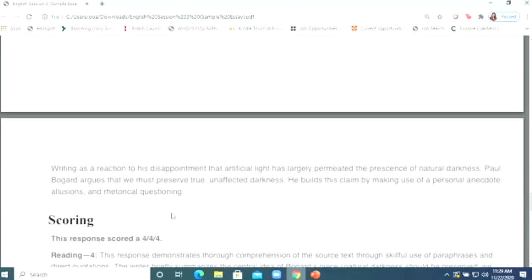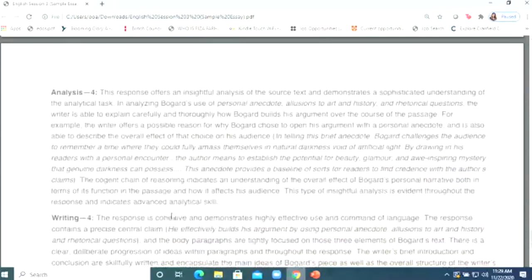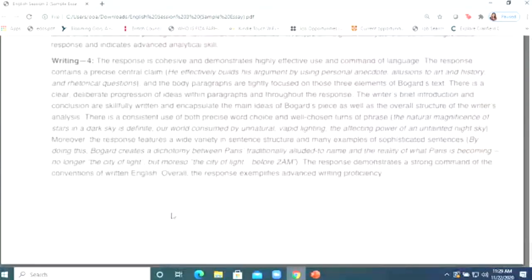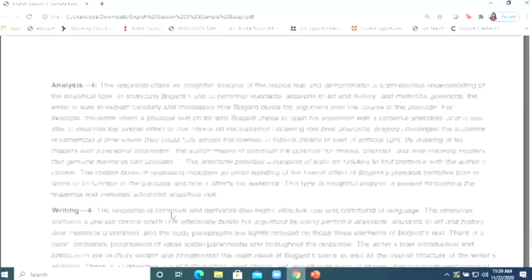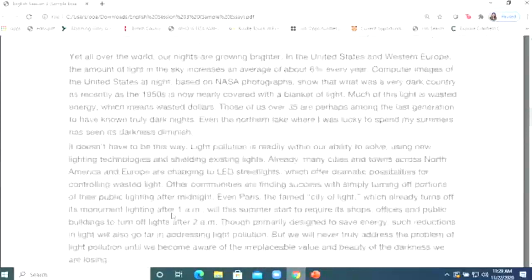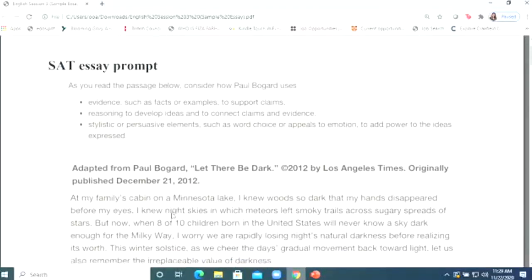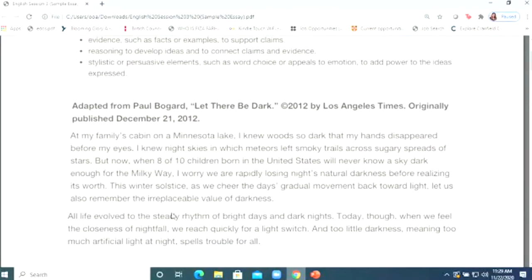Now this is where the student has scored a 4 in reading, 4 on analysis, and 4 on writing. You must have noticed that he has not used a lot of flowery language, yet he has done justice to his argument, and he has proven that he has understood the main idea of the passage well, and he has analyzed the claims in a way that could make the examiner believe that he has understood the passage.